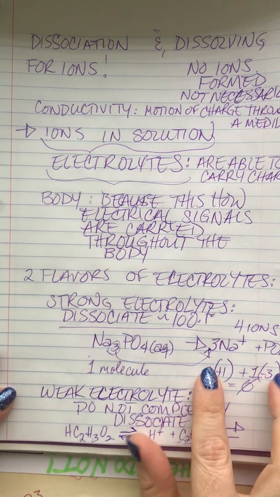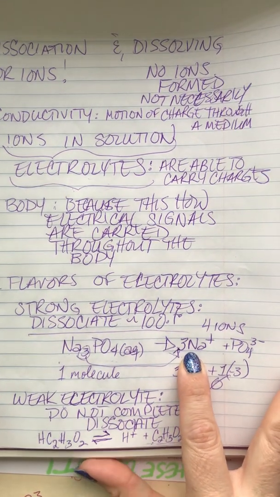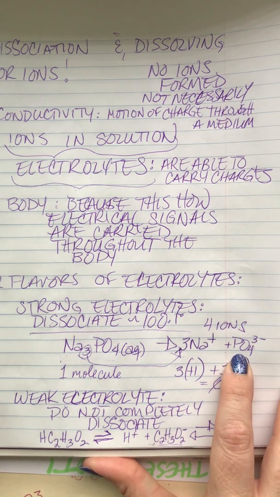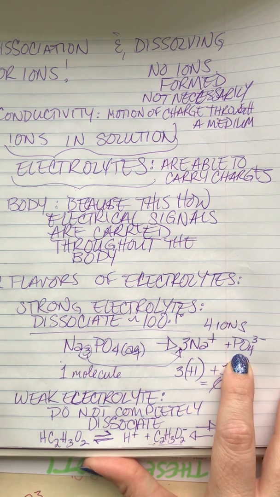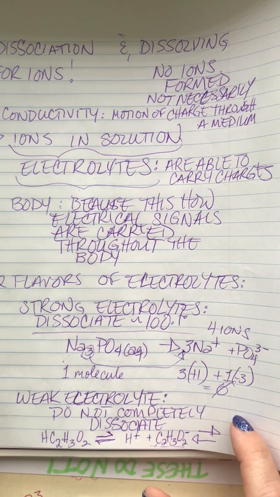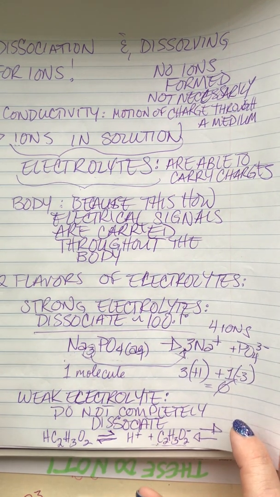That's how the 4 ions. Oh, yeah. So there's 3 sodium ions, right? And 1 phosphate. Does that make sense, Alex? Cool. Any other questions about this before we move on? It's a great question. Cool, cool, cool. All right.